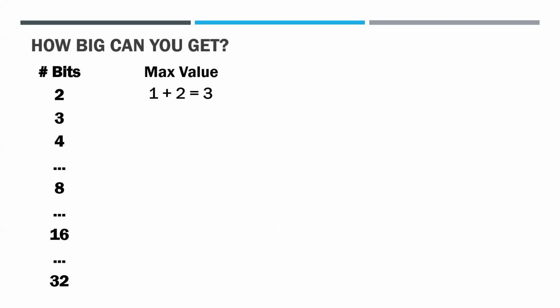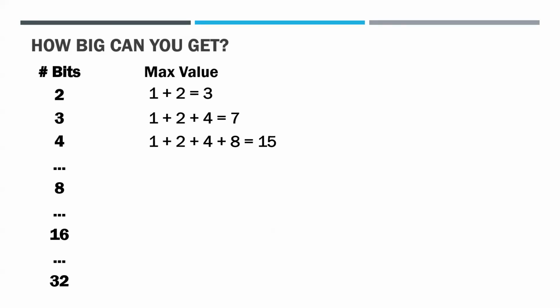Suppose I gave you 3 bits. What's the biggest number you could represent? So that's a 1 plus a 2 plus a 4 now. And so the biggest number you can represent is 7. And for 4 bits, 1 plus 2 plus 4 plus 8, 15. It's the biggest number.